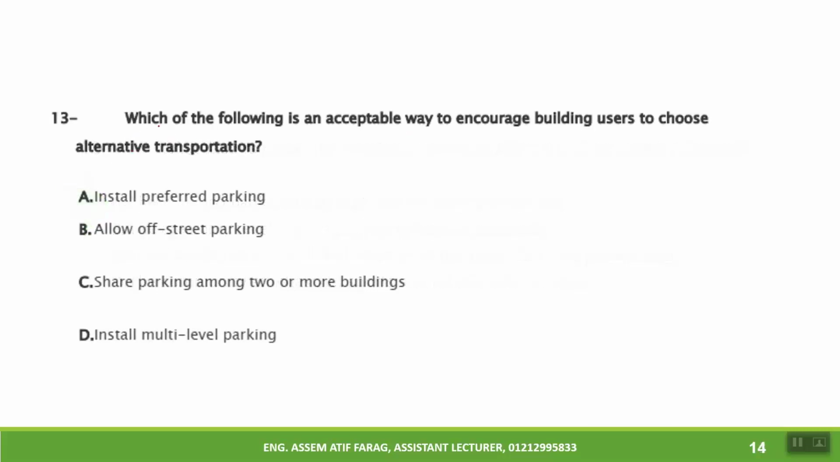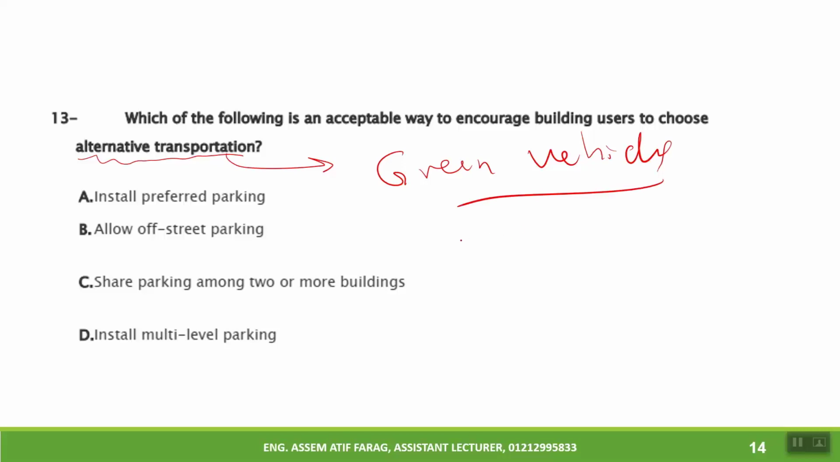For the next question, which of the following is an acceptable way to encourage building users to choose alternative transportation? Alternative transportation is another word for green vehicles, or vehicles that use fuels that are not fossil fuels, like electric cars or other types of green vehicles.